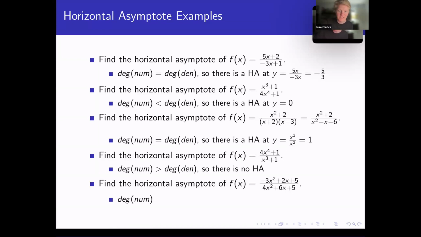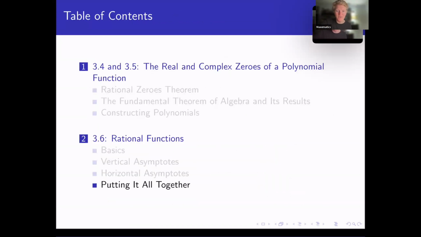All right, one more example. Here, the degree of the numerator is 2, degree of the denominator also 2. So take those degree 2 terms and divide them, and we get negative 3/4. So horizontal asymptotes, even easier to find. Okay, and now let's put all of this together to graph rational functions.